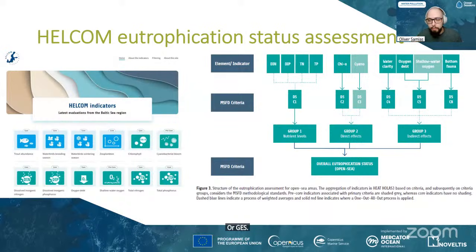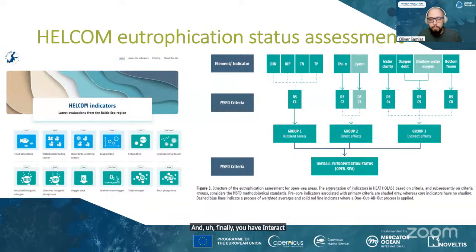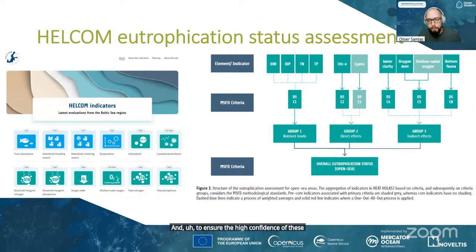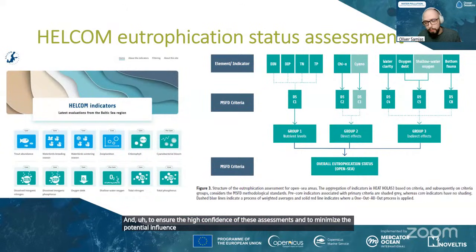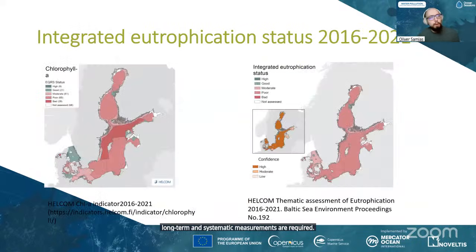Now, this indicator-based assessment system evaluates the environmental status based on 3 classes, which are the nutrient levels. You have your nitrogen and phosphate there, then the direct effects, which is chlorophyll A and cyanobacterial bloom index. And finally, you have indirect effects, which is the water clarity, oxygen depth, shallow water oxygen, and bottom fauna. And to ensure the high confidence of these assessments and to minimize the potential influence of natural variability, long-term and systematic measurements are required.